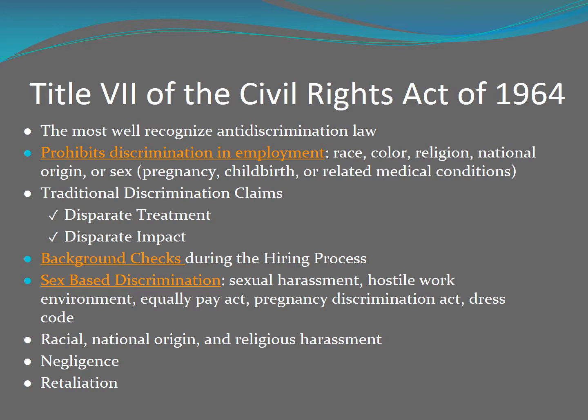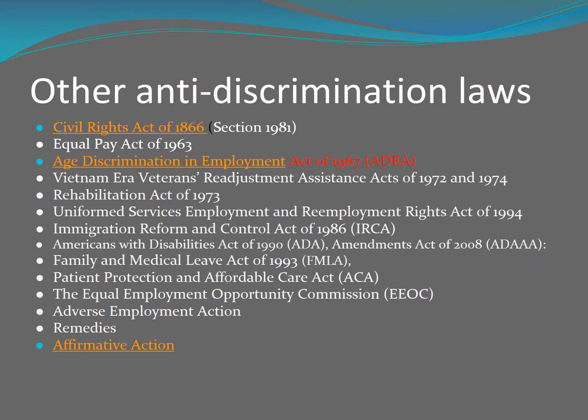Negligence: an employer is negligent with respect to harassment if the employer knew or should have known of the harassment but failed to stop it by taking appropriate corrective measures. And retaliation: Title VII and other statutes prohibit both employment discrimination and retaliation against an employee for exercising his or her protected rights. We also have other anti-discrimination laws.